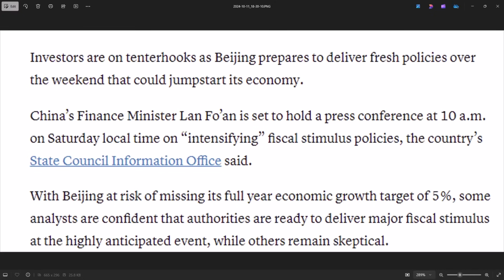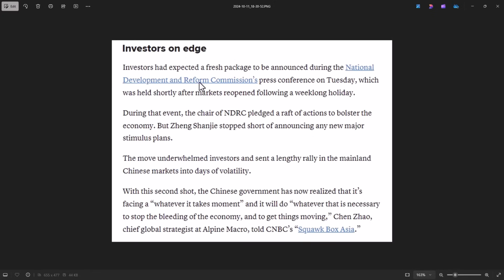And there's some interesting statistics here. Now, again, this is what's fascinating to me because this is directly from CNBC. During the event, the chair of the NDRC pledged a raft of actions to bolster the economy, but stopped short of announcing any new major stimulus plans. It's the Ministry of Finance. And this is what I'm talking about when you have those moments of, I refer to them as reflexivity, where everybody thinks that this event is going to be here and this is going to be the outcome, right? And then this becomes the outcome. And then everybody down here is thinking, oh, okay, well, that's the outcome. And it wasn't as great as we thought.